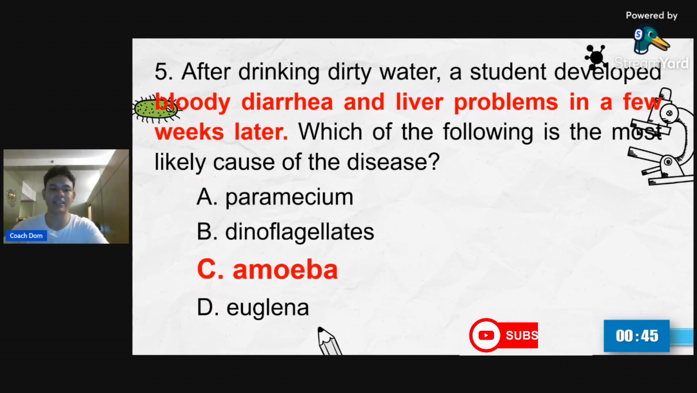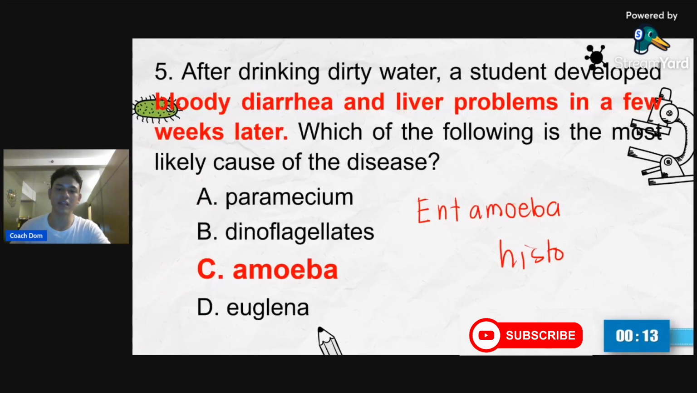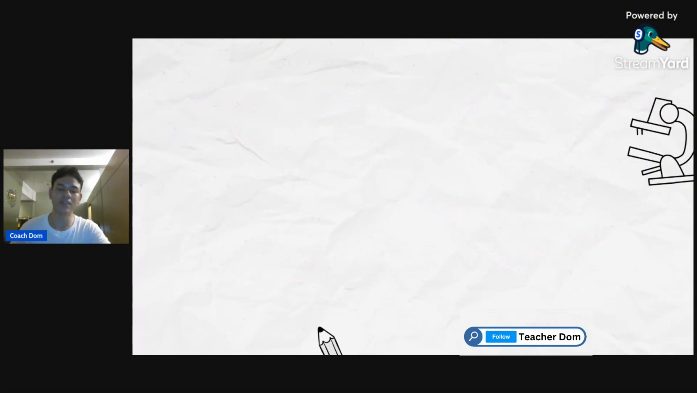Correct answer, that is letter C, amoeba. Take note, amoeba, ito yung tinatawag natin na mga unicellular protozoans. Ito yung nagkakaroon ng diseases na tinatawag natin na pinaka-popular sa lahat na lumabas din sa LAT exam. Take note for this, that is the Entamoeba histolytica.